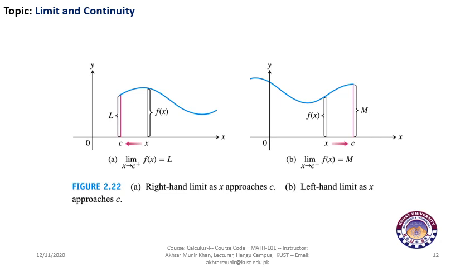And we can see that whenever we are approaching c from the right, the function value approaches this value L. On the other hand, if we are approaching c from the left, then the function limit can be seen to be approaching our value m. So this will be the left-hand limit, and this will be the right-hand limit as x approaches c.